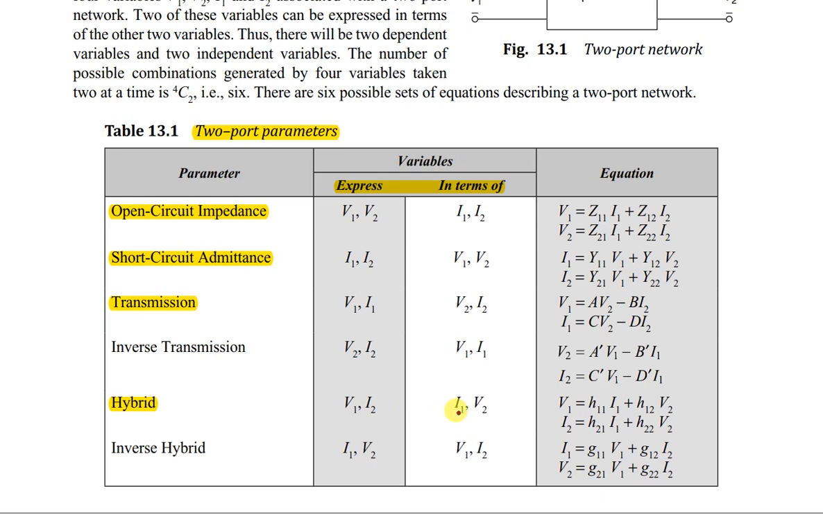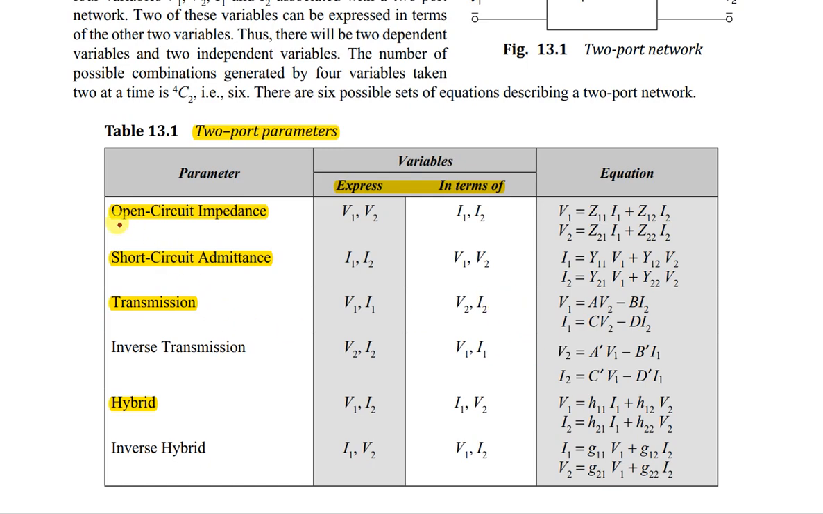It is expressed in terms of I1, input side current, and voltage. So for hybrid parameters, first you write I, next you write V. I1 you write first, then V2. But in transmission parameters, I2 is minus, so I2 should come at the end. Remember this, because if you make a mistake, you will get wrong answers.